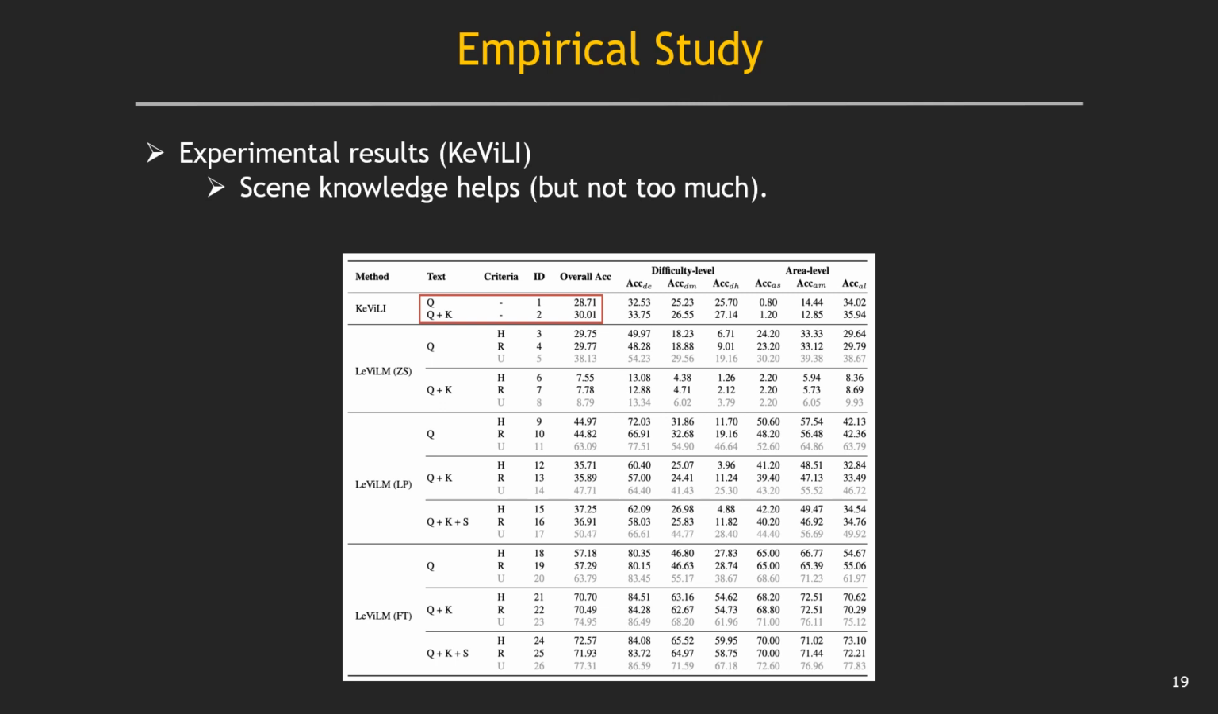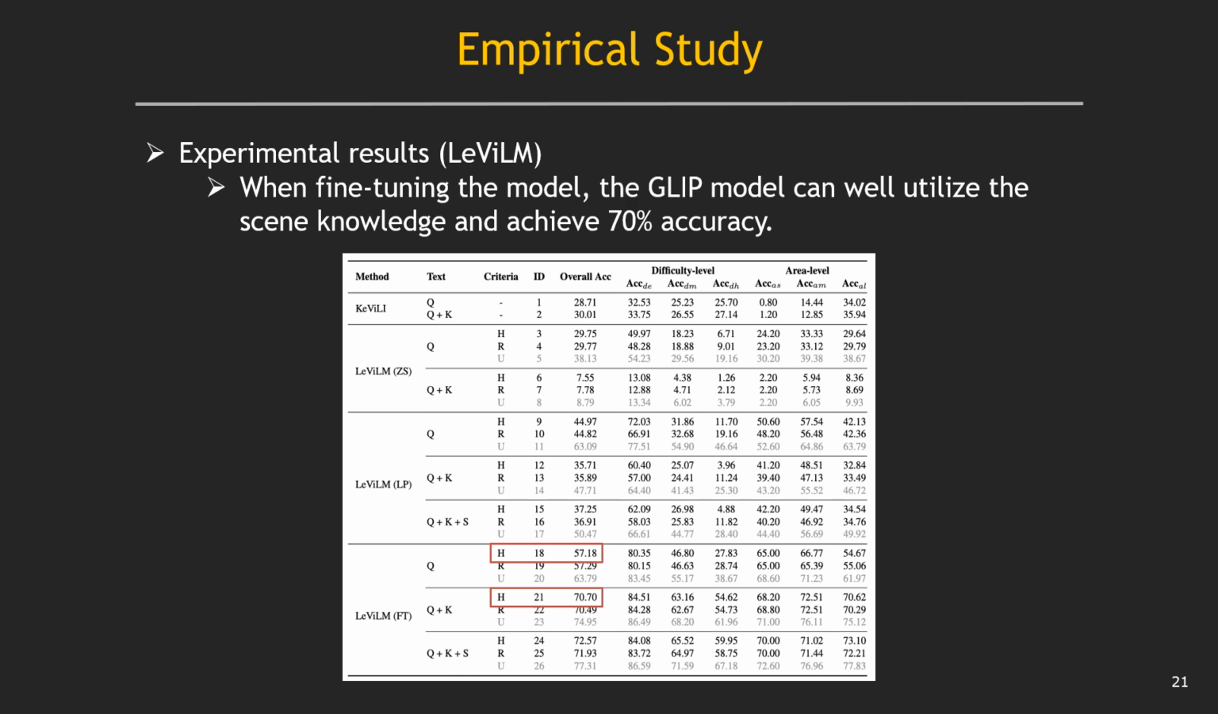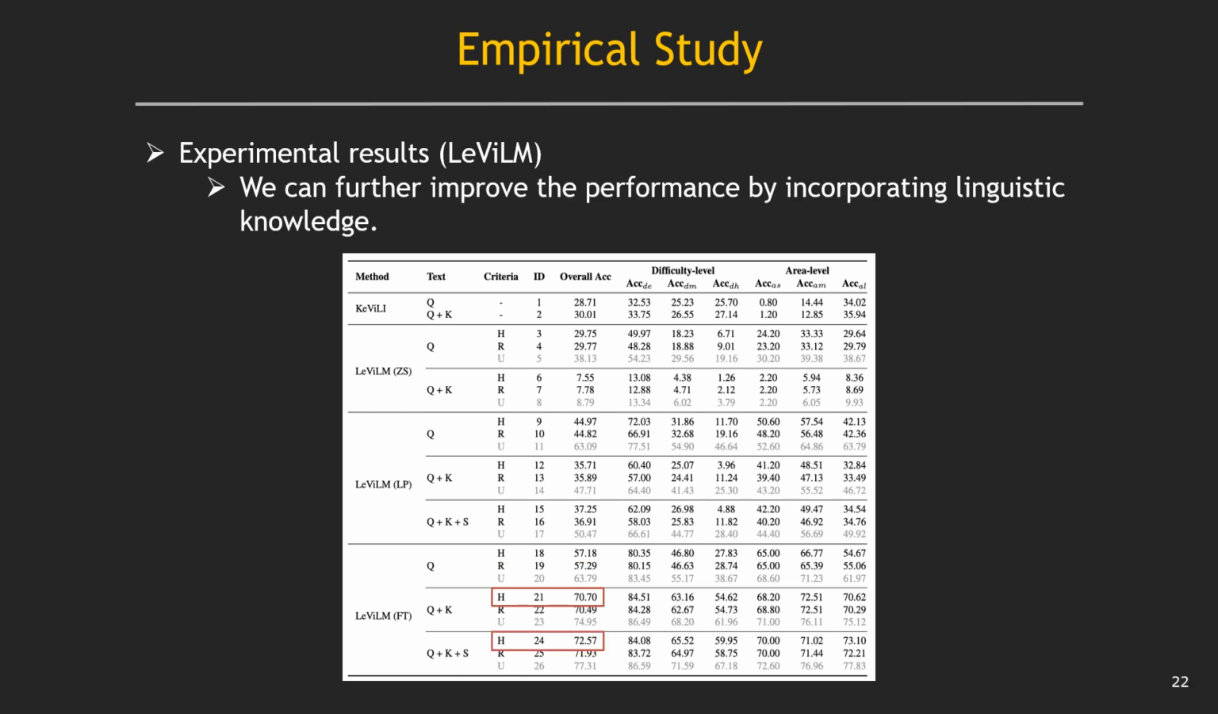The first finding is that the scene knowledge can help the KVLI model, but not too much. The second finding is that the model cannot well utilize the knowledge if we do not fine-tune GLIP, or only use linear probing on GLIP. Next, we found that when fine-tuning the model, the GLIP model can well utilize the scene knowledge and achieve 70% accuracy. The fourth finding is that we can further improve the performance by incorporating linguistic knowledge.